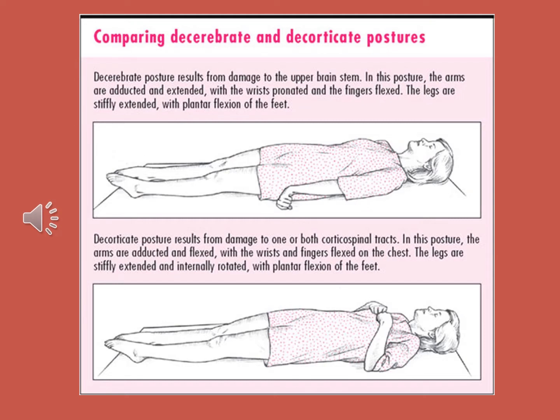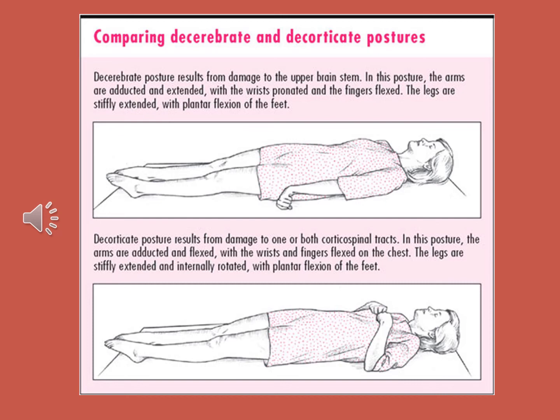Oftentimes with increased ICP, sometimes we will see posturing. So we can see the flexion or the extension. Flexion would be the decorticate, which indicates there's a cerebral loss. That's when the child's arms are adducted and flexed on the chest with the wrist flexed and hands fisted. And you'll often see plantar flexed feet as well. Legs will extend and be internally rotated. And oftentimes you may see some fine tremors or intense stiffness.